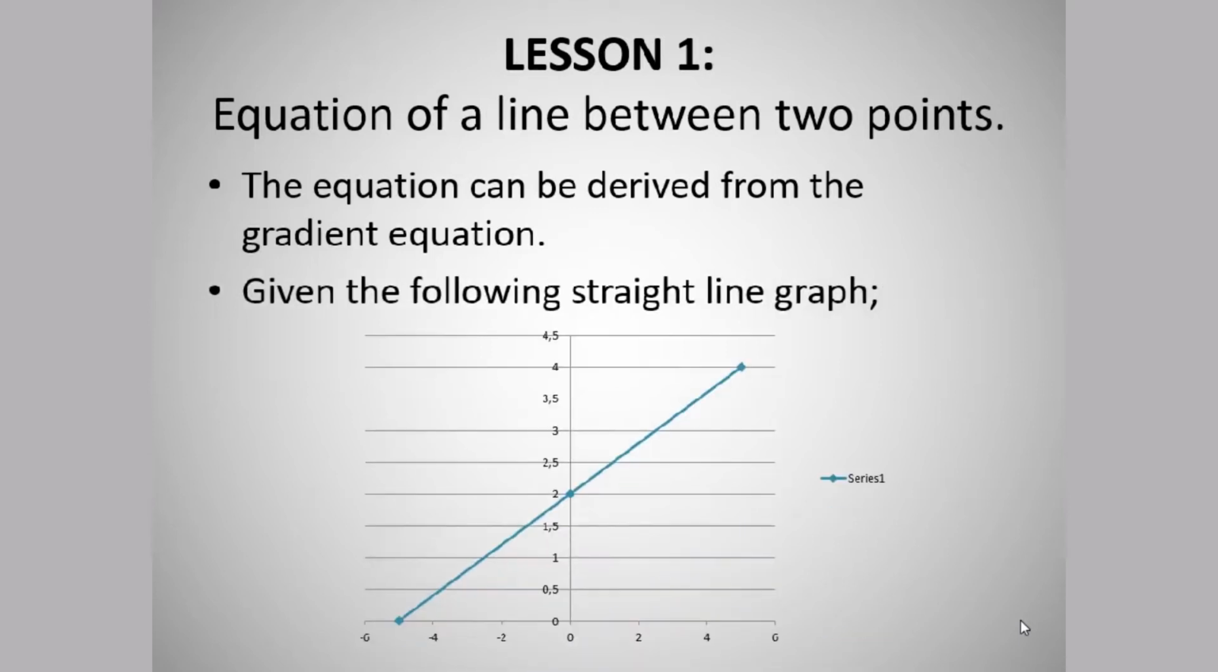So if we are given the following straight line graph, I have the point x, y, which I have indicated in the middle. I also have another point, x1, y1. I have a third point, x2, y2. You can choose which point you want to call x1, y1, x2, y2. It will not make a big difference.